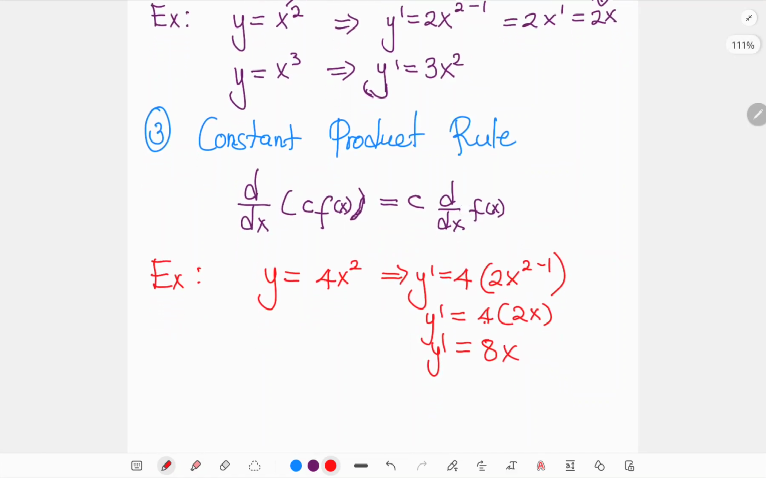So this is the constant product rule, but the more you do it, the better you become at it. Let's do a quick example. Call this example 1, and this example 2. Let's say you have 4 times x to the power 3. How do we find the derivative of this using this law? You simply take this 3 down and multiply it with the 4. 3 times 4 gives you 12. And then x to the power 3 minus 1 is just 2, so this is 12x squared.